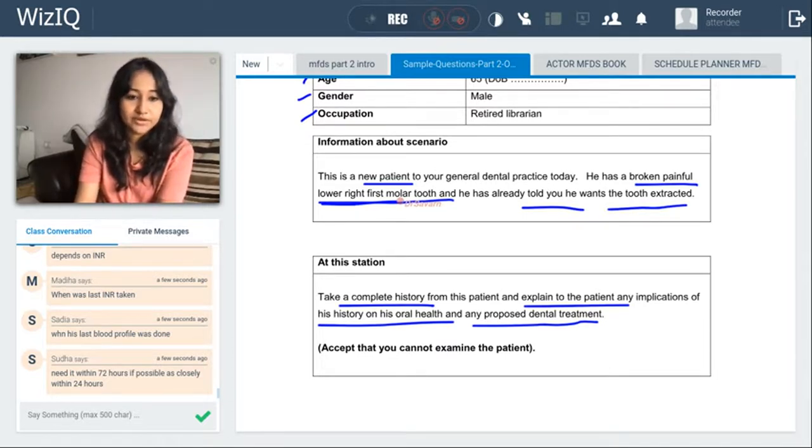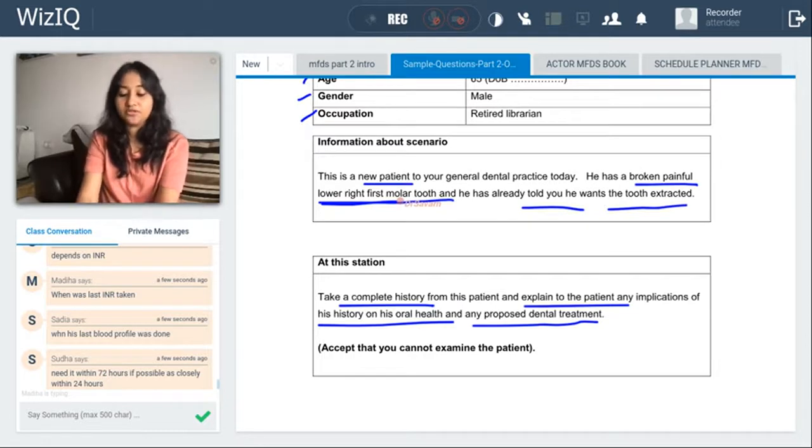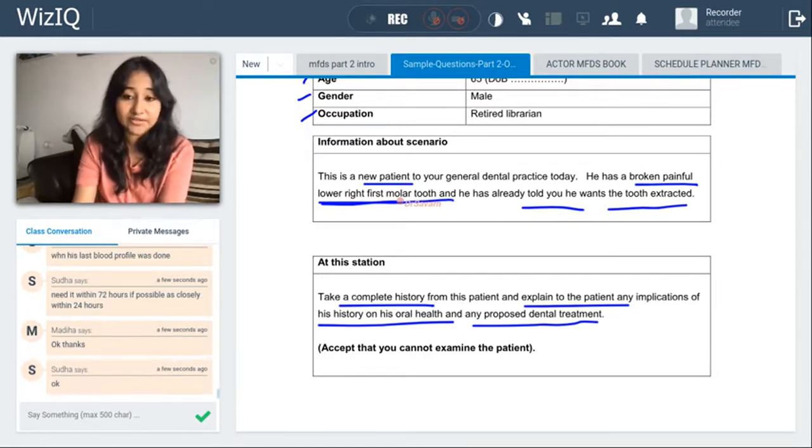Okay? Right. So you would want the INR to be done in the last 72 hours or 24 hours, okay? Not more than 72 hours. All right. And the second question that you'll be asking is if the patient is carrying a yellow book.